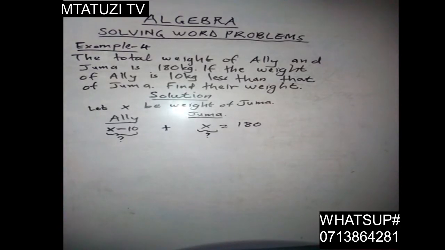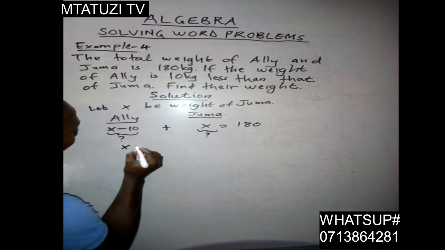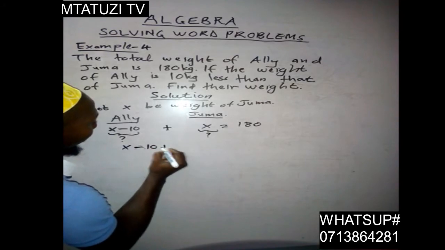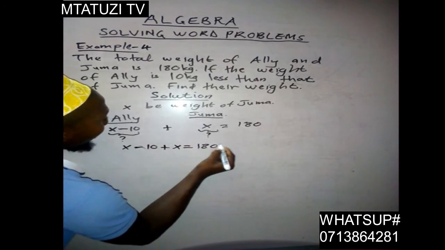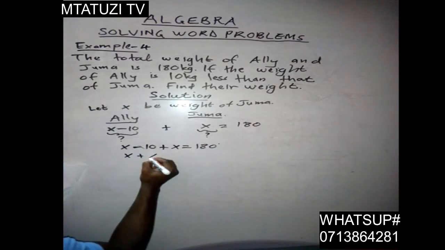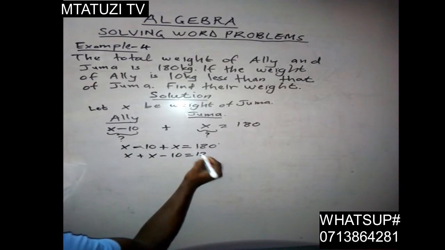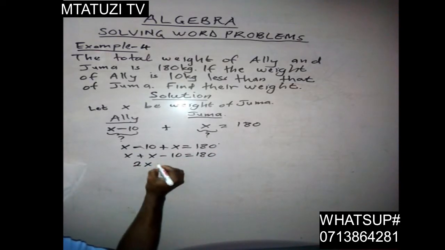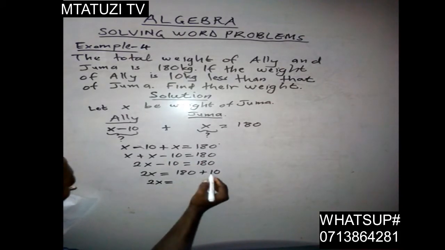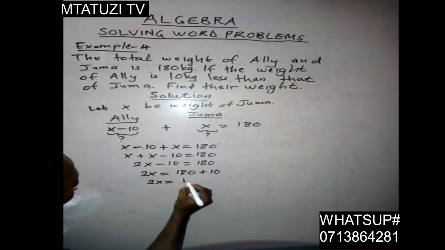Kwa hiyo hapo tunafanya kama ifuatavyo. Tumeshatengeneza equation, kwa hiyo maisha yanakuwa rahisi sana. Kwa hiyo inakuwa x ukitoa 10 jumlisha x sawa sawa na 180. Kwa hiyo tutafute x hapa. x na x tunaweka pamoja, x plus x minus 10 is equal to 180. Kwa hiyo inakuwa 2x minus 10 is equal to 180. Plus 180 plus 10, you get how much? You get 190.